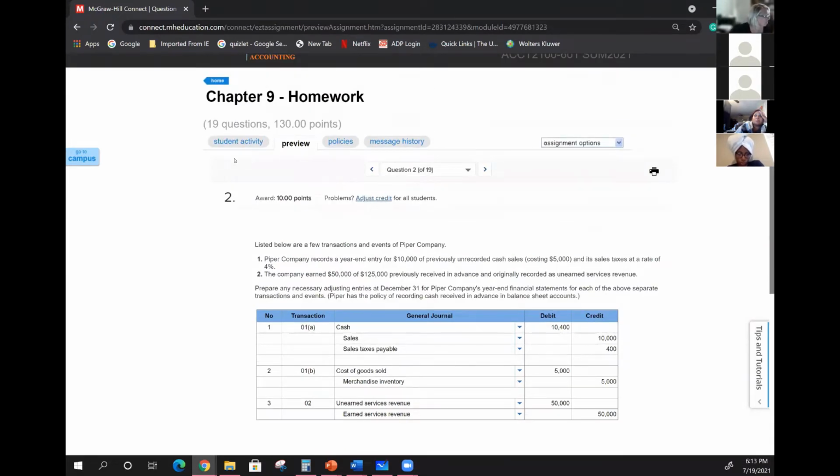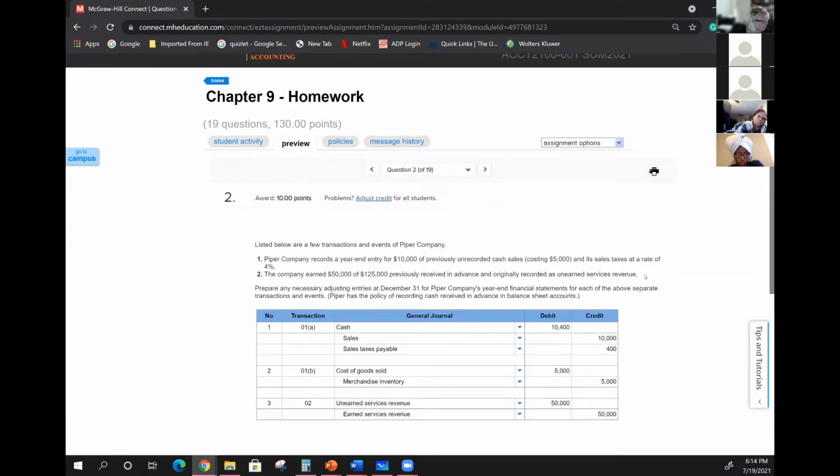Okay, listed below are a few transactions and events of Piper Company. Piper Company records a year-end entry for $10,000 of a previously unrecorded cash sale costing $5,000 and its sales taxes at a rate of 4%. The company earned $50,000 of the $125,000 previously received in advance and originally recorded as unearned service revenue.